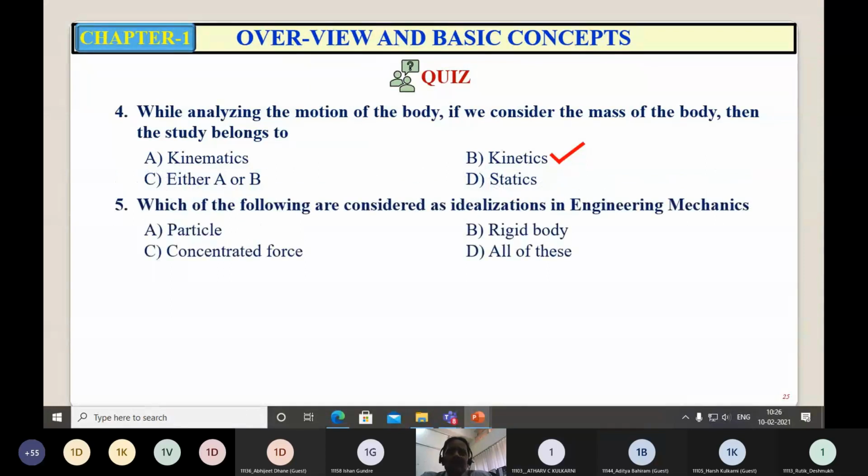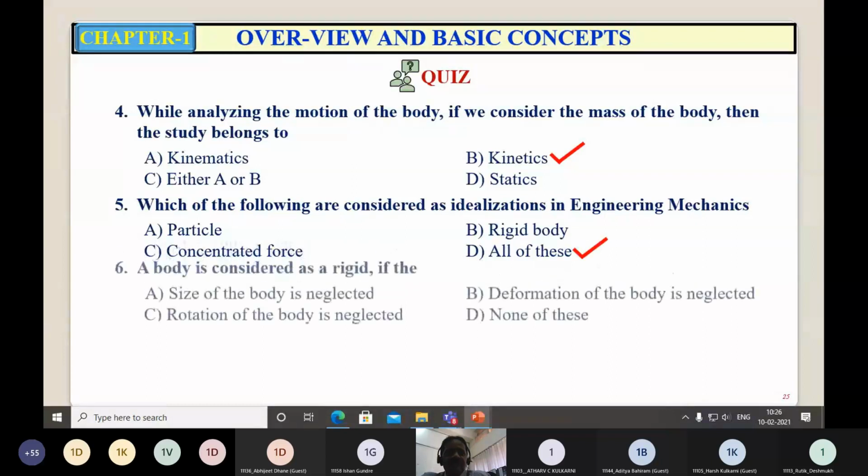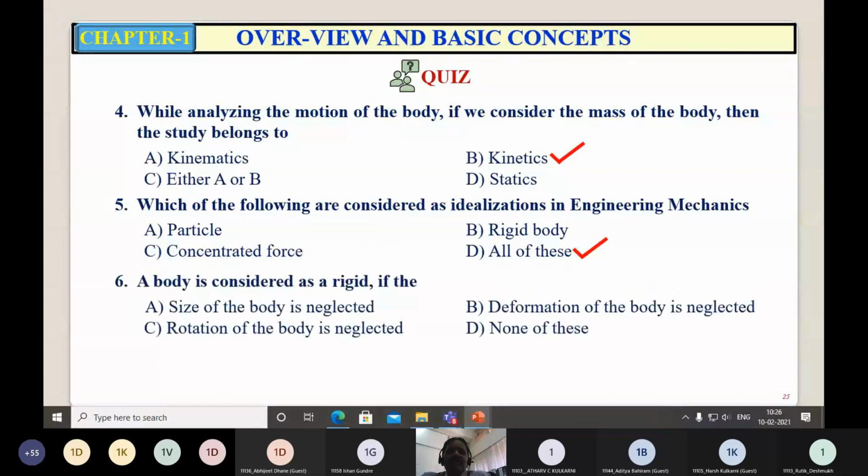Next, which of the following are considered as idealizations in engineering mechanics? Option D, all of these. Now, a body is considered as rigid if size of the body is neglected, deformation of the body is neglected, rotation of the body is neglected, or none of these.